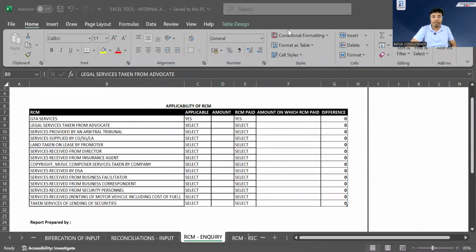Next example and next thing that we need to check: arbitral tribunal. Yes, sir. If the GTA has filed Annexure 5 and submitted that I am going to pay the tax under forward charge, in that case no RCM is applicable. So that type of declaration we need to check.